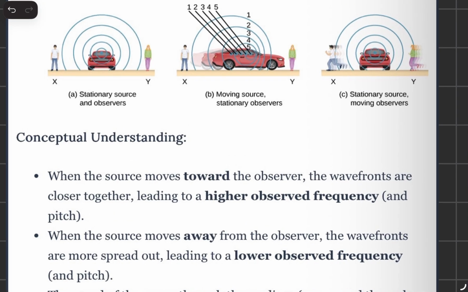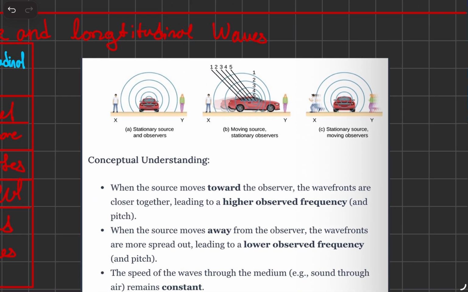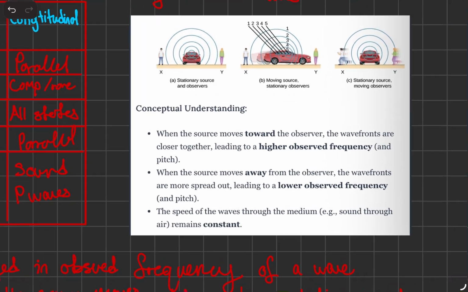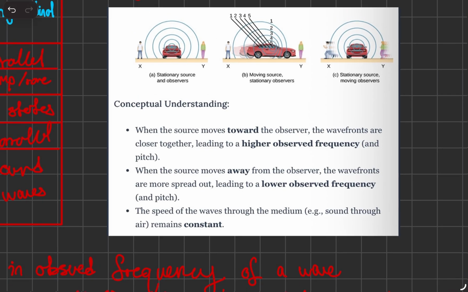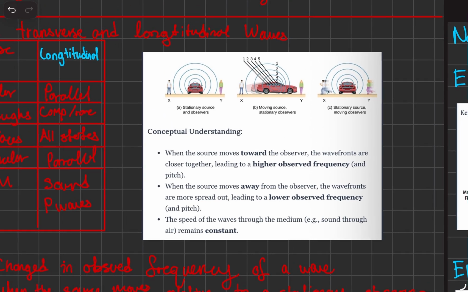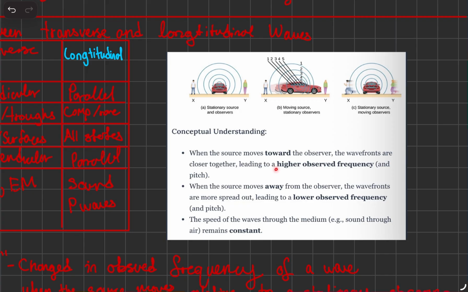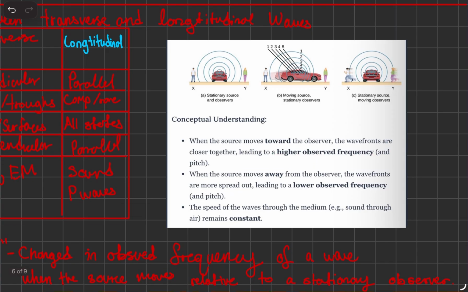Whereas if we go to B, the source is moving. So whatever is in front of the source will often hear a much higher frequency, and whatever is behind the source will have a much lower frequency. So the conceptual understanding is that the wave fronts in front have a much higher frequency. The source moving away means that there's a lower observed frequency.